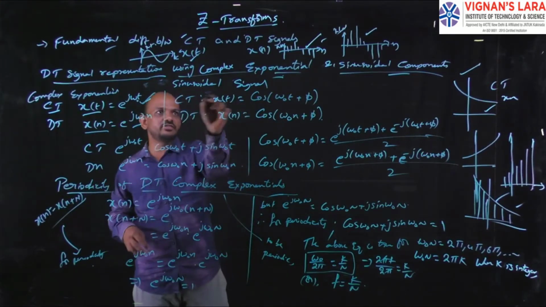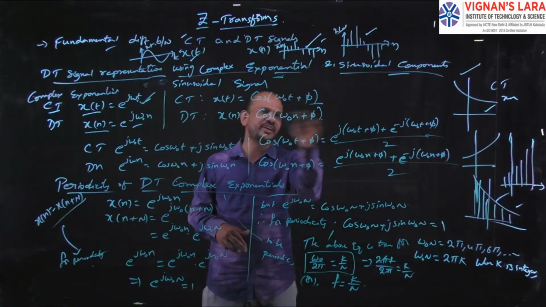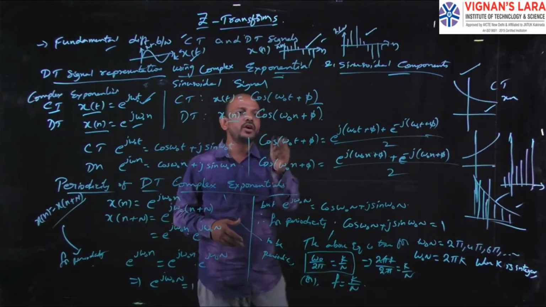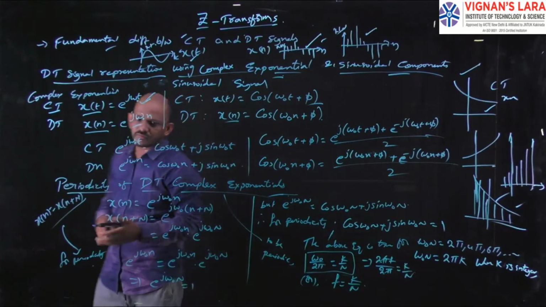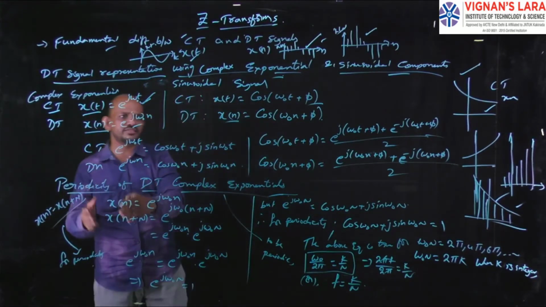In the same way, sinusoidal signals. For continuous, you can write x of t equal to cos of omega naught t plus phi. Whereas for discrete, we can write x of n equal to cos of omega naught n plus phi. Now, complex exponentials in terms of sinusoidals.